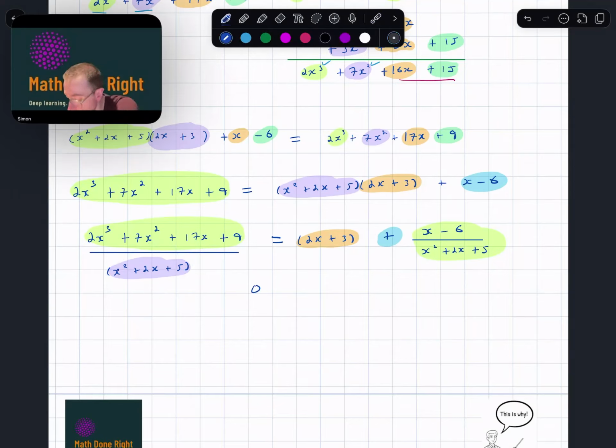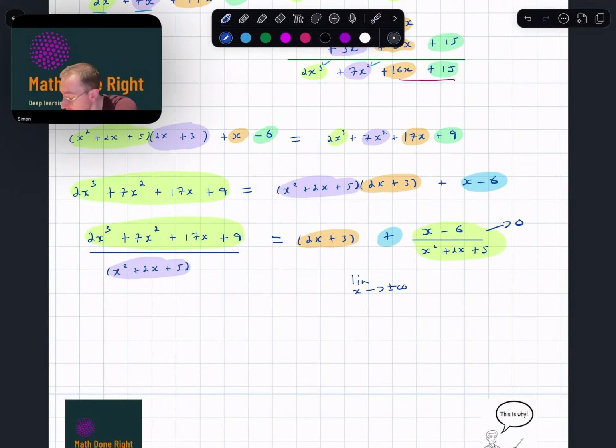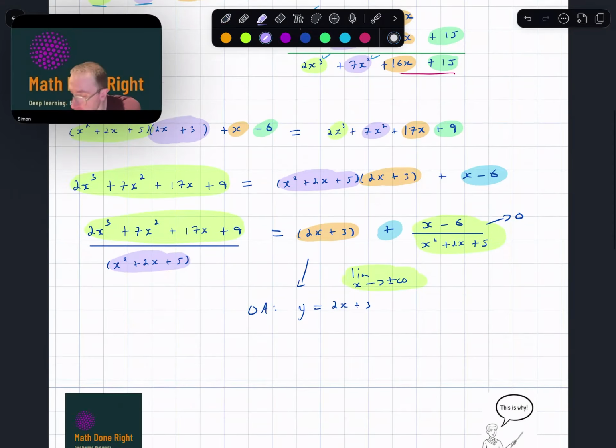So we actually have an oblique asymptote, and what this says is if we take the limit as x goes to plus minus infinity of this expression, well, this thing is going to go to zero, right? The denominator grows much faster than the numerator. This grows quadratically. This grows linearly. We have videos where we go into this in detail, so don't worry about this if this seems a little bit weird. But what this is telling us is that we have an oblique asymptote at y is equal to 2x plus 3, an oblique asymptote.